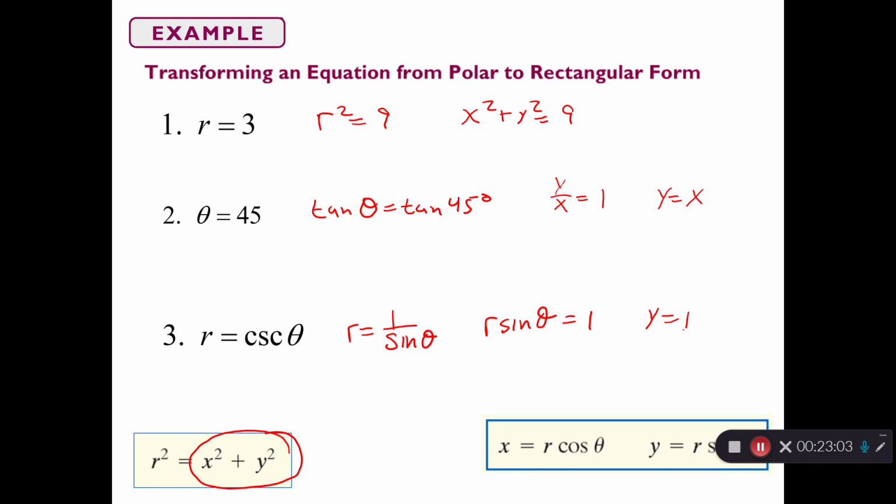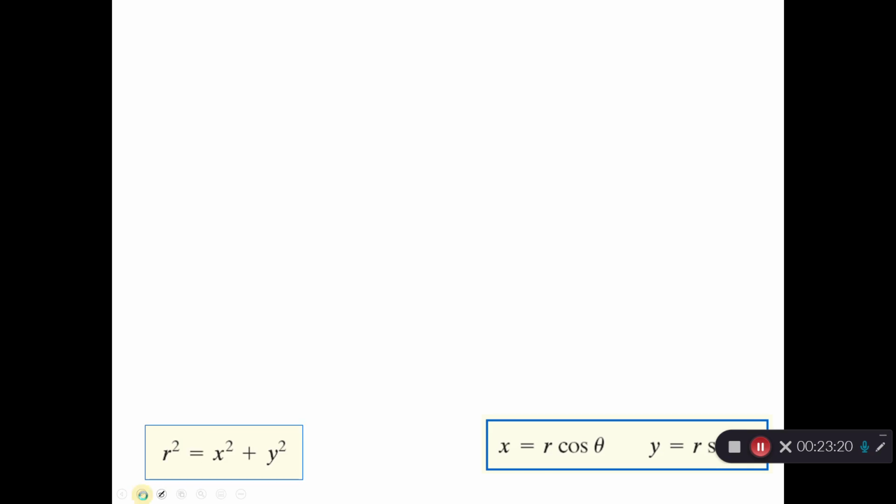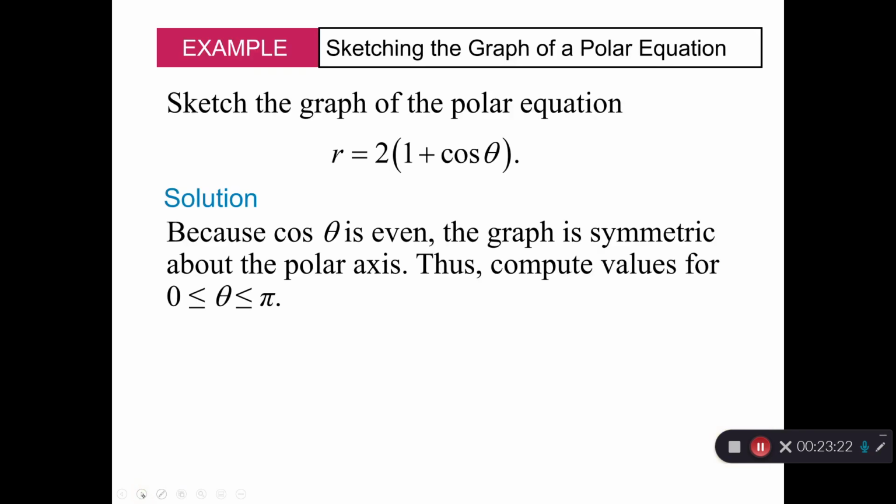All right, so basically, it's one of those things where you just have to think about your conversion equations and what fits. But there isn't necessarily one specific way to do this. All right, so the last thing we're going to talk about a little bit is sketching a graph. Basically, sketching a graph involves getting a series of points.